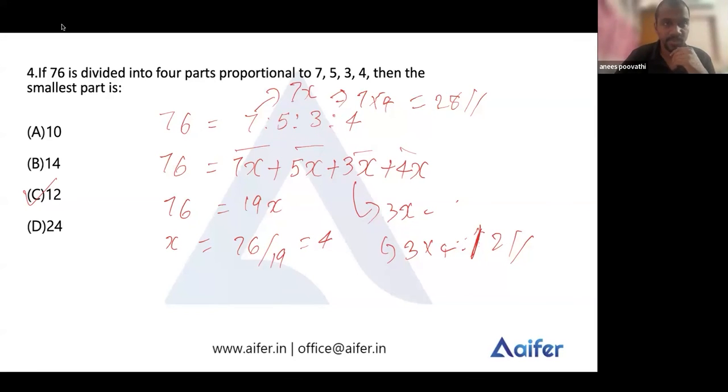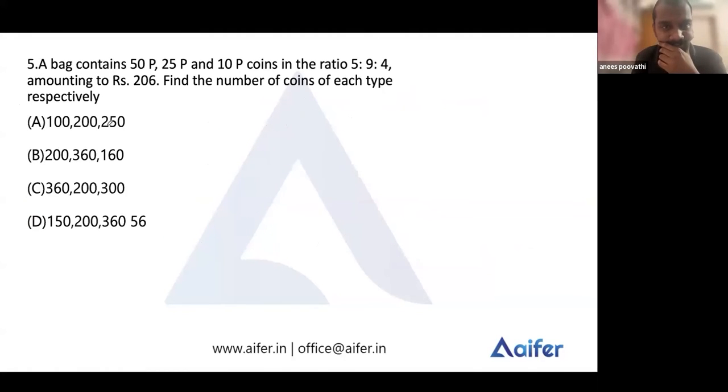The question is clear. If you have any doubts, you can ask. If 76 is divided into 4 parts proportional to 7 is to 5 is to 3 is to 4, then the smallest part. Moving to the next question. I will give a sample of the second type for you to do.